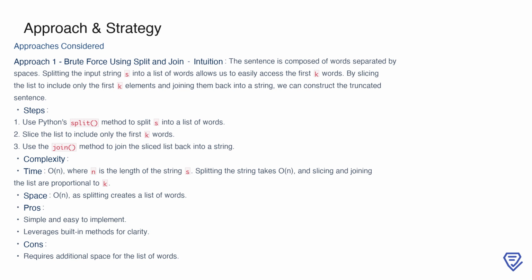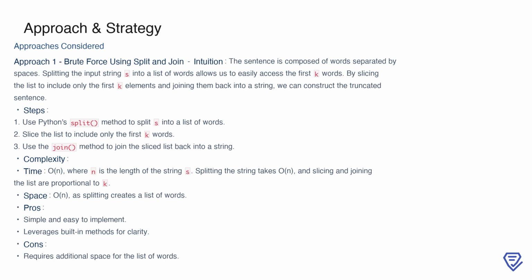When solving the problem of truncating a sentence, the first approach we can consider is using a brute force method that leverages Python's split and join functions. The idea here is straightforward. Since the sentence is essentially a series of words separated by spaces, we can break the input string S into a list of words using the split method. Once we have the list, we can easily isolate the first k words by slicing the list. Finally, we use the join function to reconstruct the truncated sentence by joining these k words back into a single string.